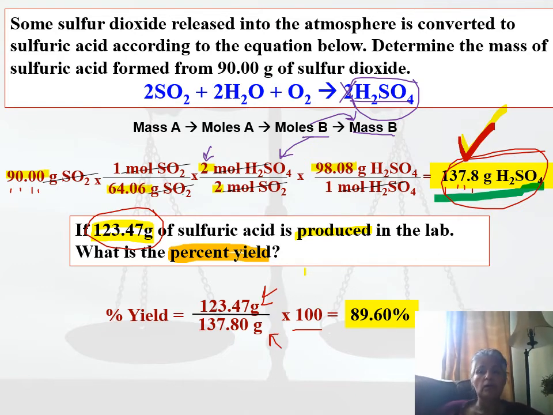When you can get an experiment way up there in the high 80s and 90s, it is very efficient. Remember, that's what percent yield measures. It measures its efficiency. All right, ladies and gentlemen, well, that's it for our DNA today.